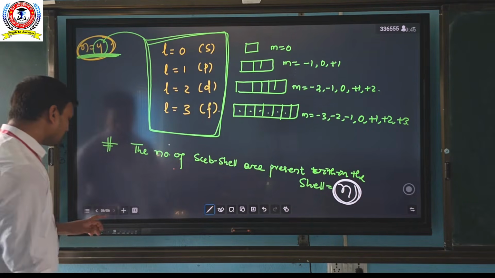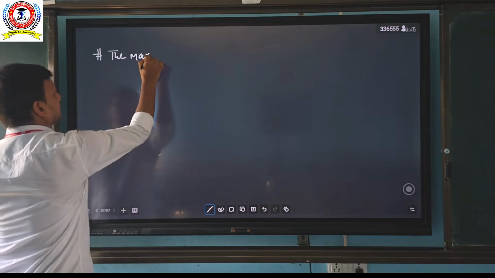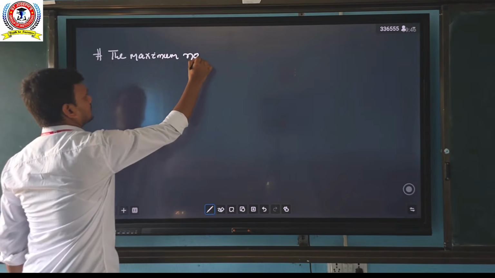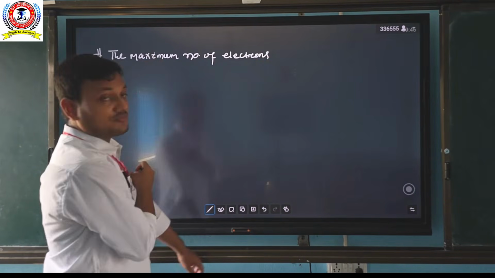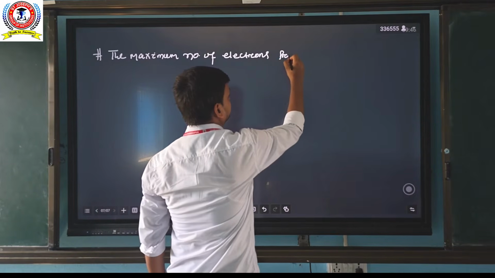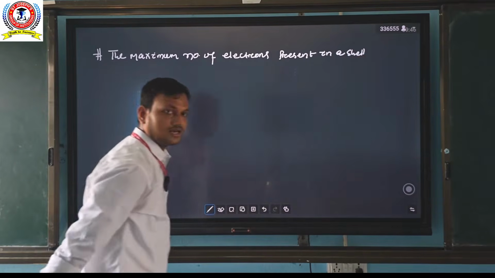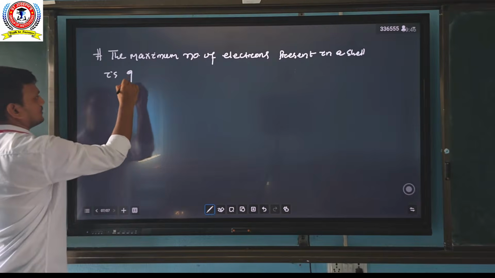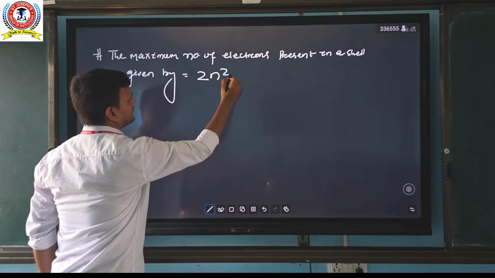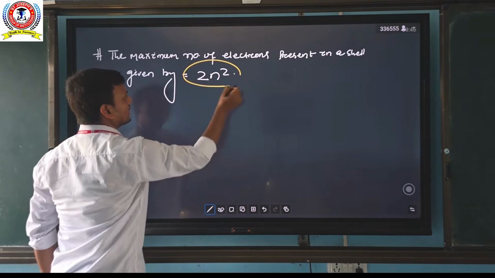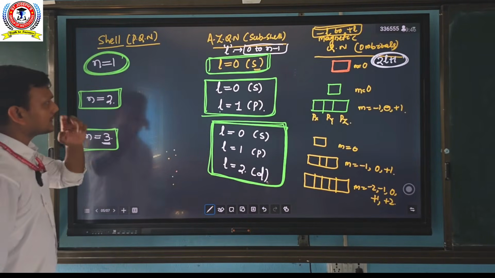And also we know that the maximum number of electrons present in a cell is given by the formula 2n square. Students, write 2n square.